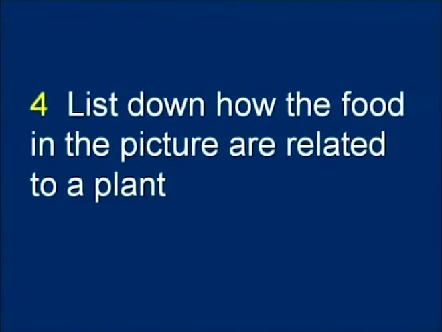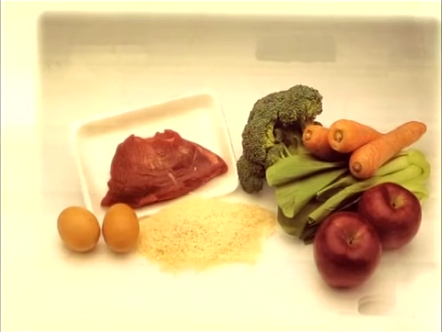Now, receiving students and class, I would like you to list down how the food in the picture are related to a plant. Remember the one that we just did on the chicken? Chicken eats rice. Quite similar to this, you are going to be naming these foods now. Those are the food there in the picture. You will do a similar example to the one that we did.